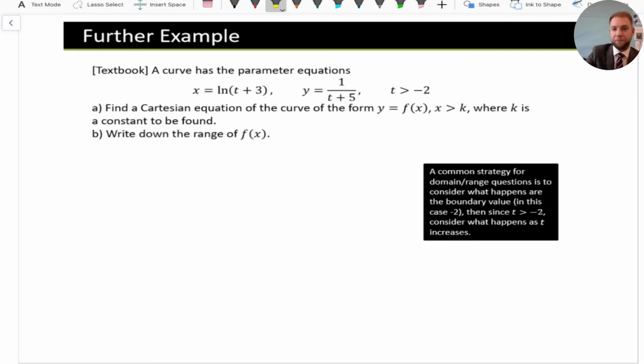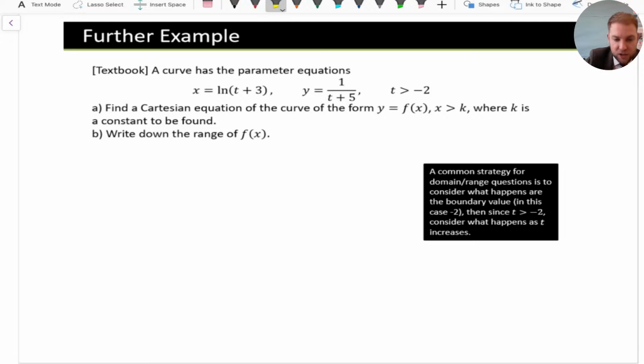So let's have a look at this question then. A curve has a parametric equation. A curve has the parametric equations x is equal to ln of t plus 3 and y is equal to 1 over t plus 5, where t is greater than minus 2. Find a Cartesian equation of the form y is equal to f of x, where x is greater than k, where k is a constant to be found. We're talking about here the domain of this, and write down the range of f of x.